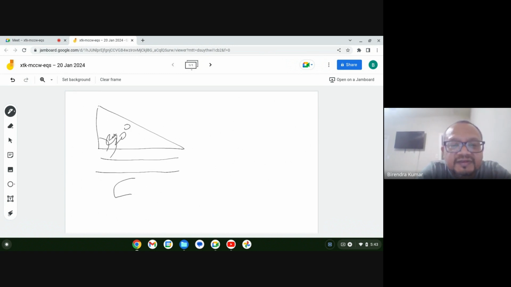This length is 5 centimeter. And this is 3 centimeter. What is the area of this triangle?